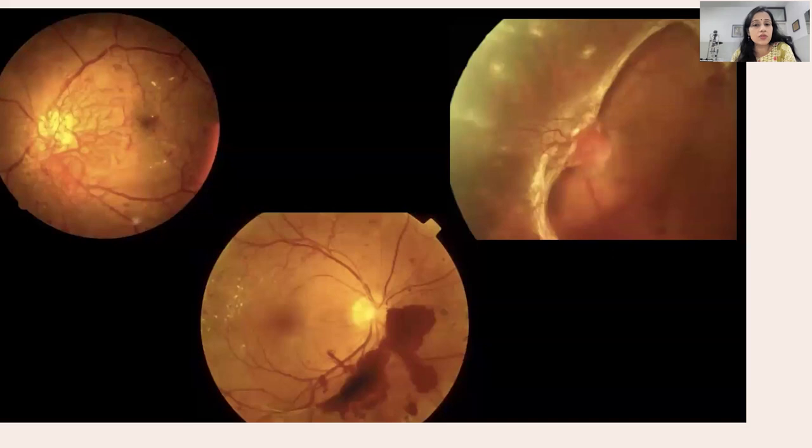So these are some of the color images which are showing you how advanced the disease is. You can see retinal folds, you can see bleeding in front of the retina, you can see an entire flower-like structure on the left top, which is basically neovascularization at the disc. So these are all advanced images of patients with diabetic retinopathy.